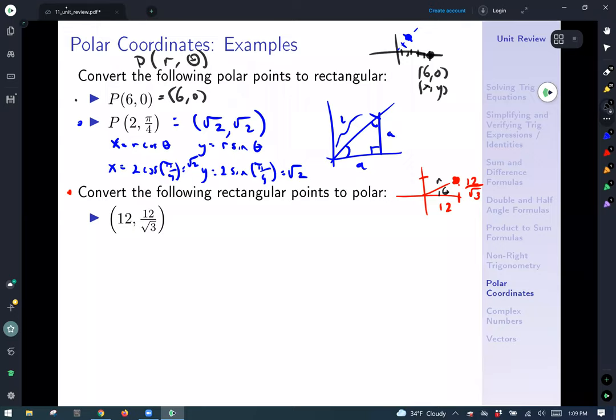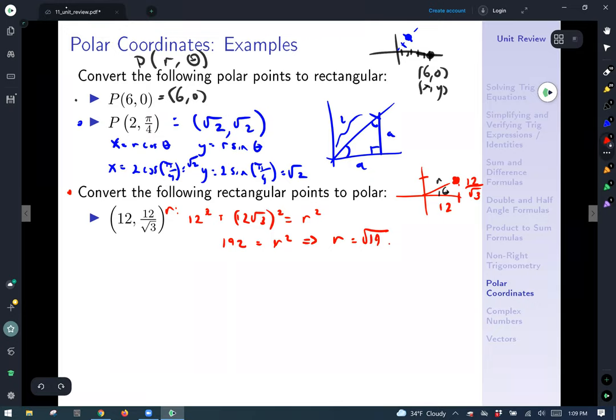R, application of the Pythagorean theorem. Thank you. So first we'll find r: 12 squared plus 12 square root of 3 quantity squared is equal to r squared. Brushing a lot under the rug, 192 is equal to r squared. This tells us that our radius is the square root of 192. Good enough, it's a number.